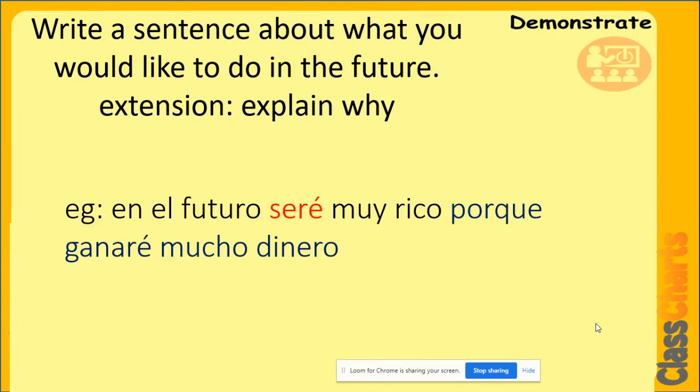So, en el futuro, seré muy rico porque ganaré mucho dinero. The bit in blue is the extension, okay? So, in the future, I will be very rich because I will earn a lot of money. That is the meaning, okay?